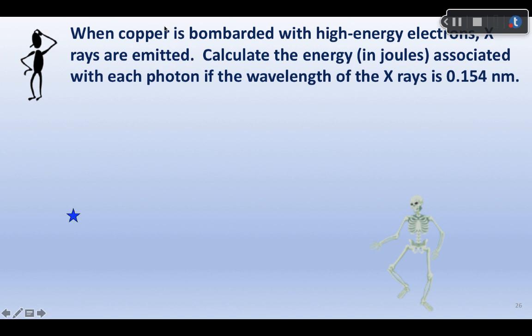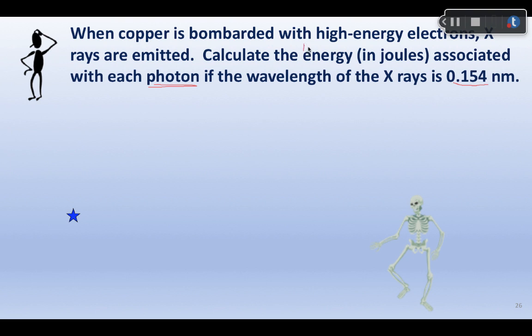So let's think about how in the world we can use these in calculations. We'll walk one through, and get your calculator and write it down alongside the calculation as you please. When metallic copper is bombarded with high energy electrons, X-rays can be emitted. If you're going to calculate the energy in joules associated with each photon, if the X-ray wavelength is this fraction of a nanometer, what on earth do we have to do?